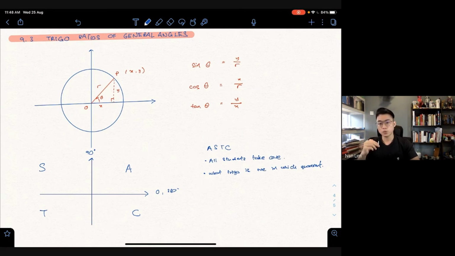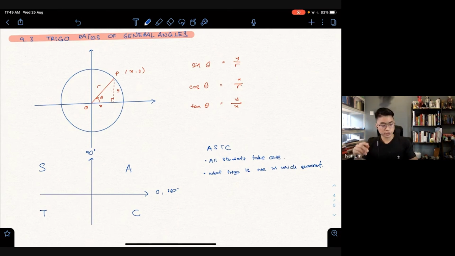If in the third quadrant, only tangent will be positive, which means sine and cos will be negative. For the fourth quadrant, only cos is positive, which means sine and tangent are negative.